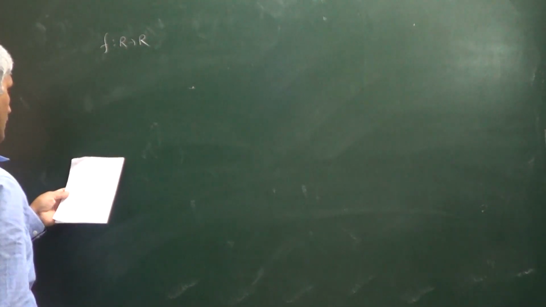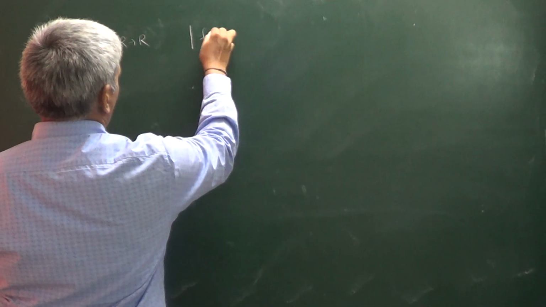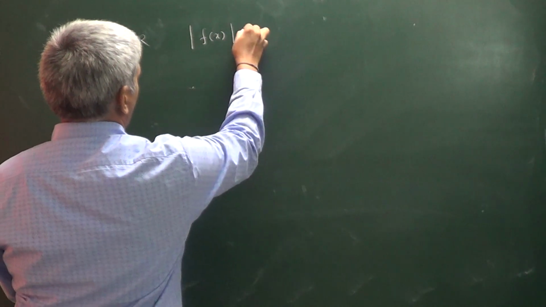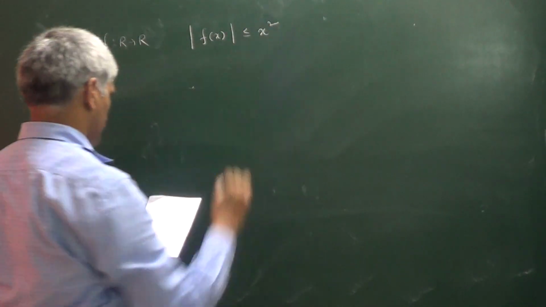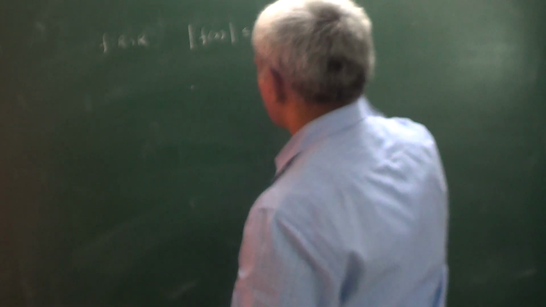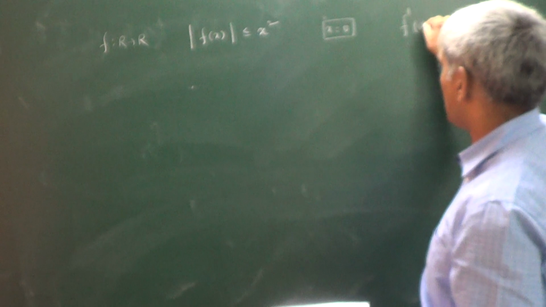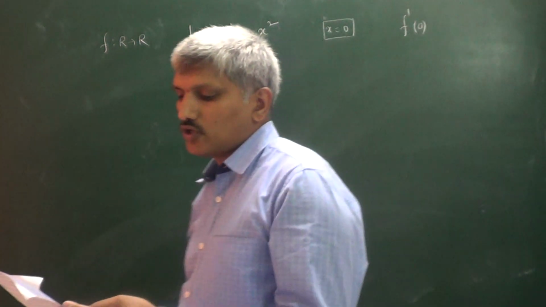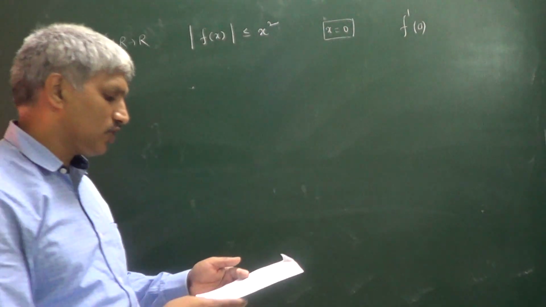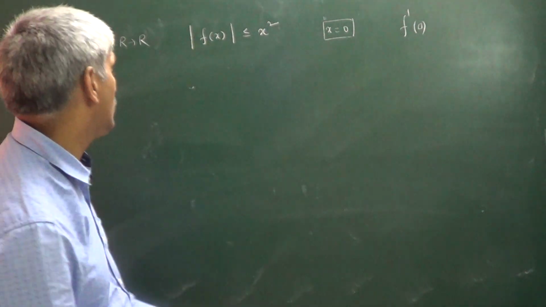There is another question given like this. f is a function from real numbers to real numbers, and the modulus of f(x) is less than or equal to x square. f is a differentiable function at x equal to 0. At x equal to 0 the function is differentiable, and we are asked to find f'(0).